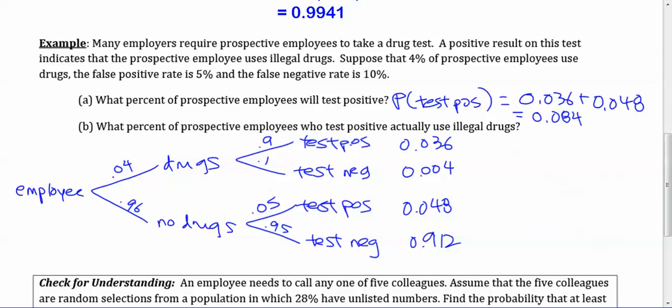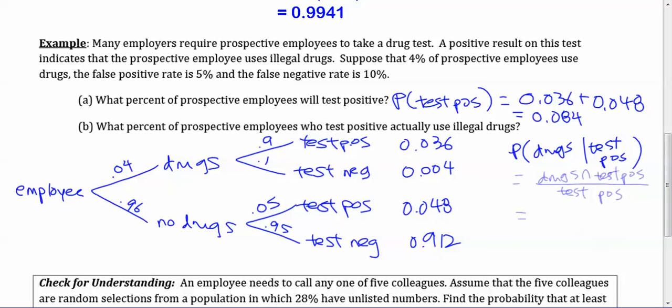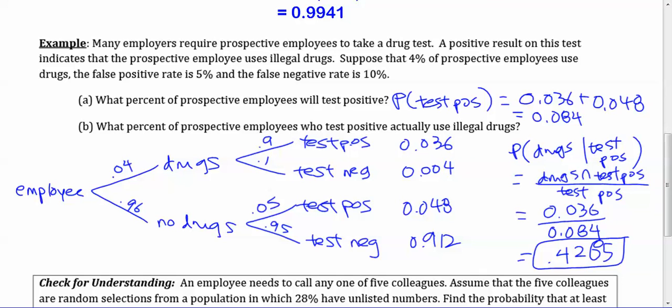Part B, what percent of prospective employees who test positive actually use illegal drugs? But Part B is saying, well, what percent of those actually use illegal drugs? Well, that's a different question. That's a conditional probability. Of those who test positive, what percent of them actually use illegal drugs? So what's the probability they actually use drugs given that they just tested positive? So again, that's going to be drugs and test positive over testing positive. That is going to be 0.036 over 0.084, which is going to be something like 42.65%.